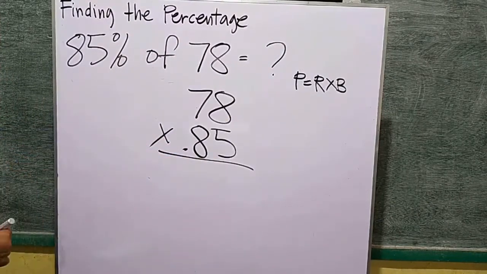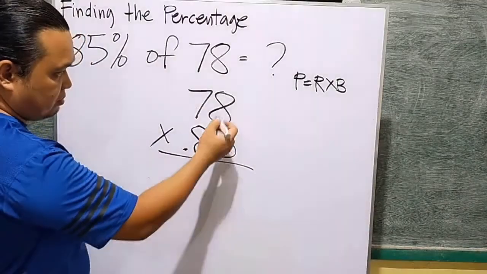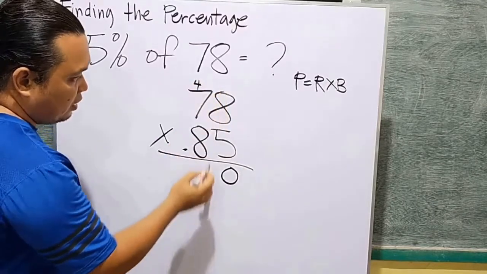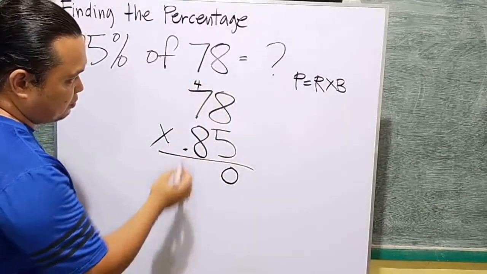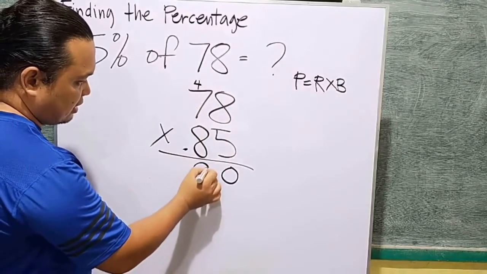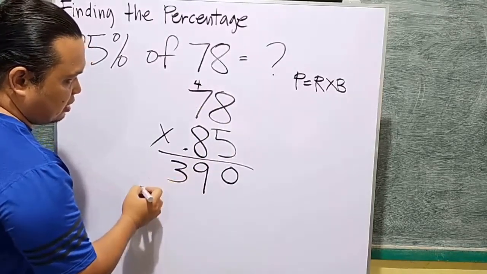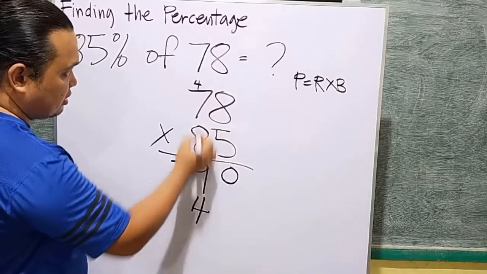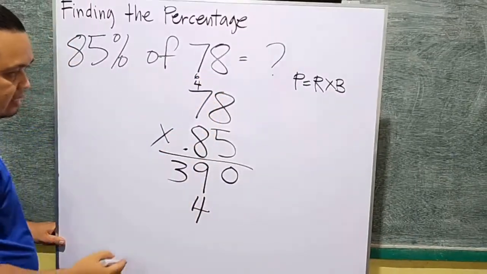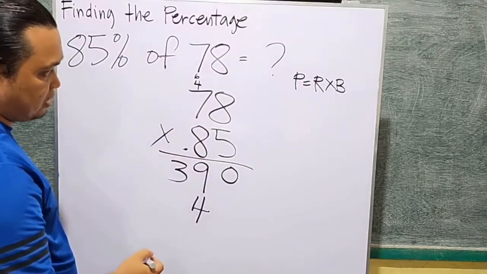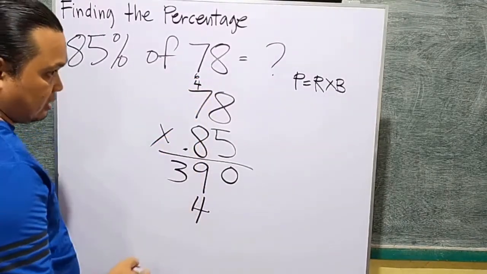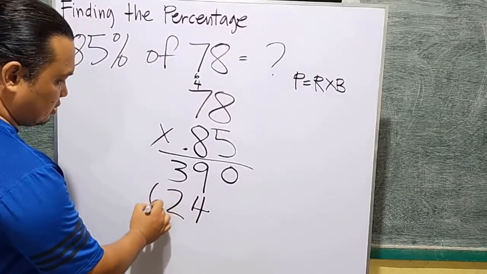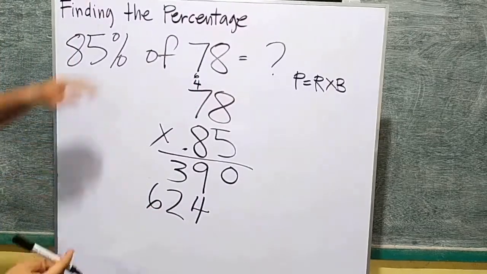Now let's multiply just like whole numbers. 5 times 8 is 40. 0 carry 4. 5 times 7 is 35, plus 4 is 39. 9 and 3 here. Now 8 times 8 is 64. 4 carry 6 here. Now 8 times 7 is 56, plus 6, that's 62. So we have 2 here and 6. Now let's add.